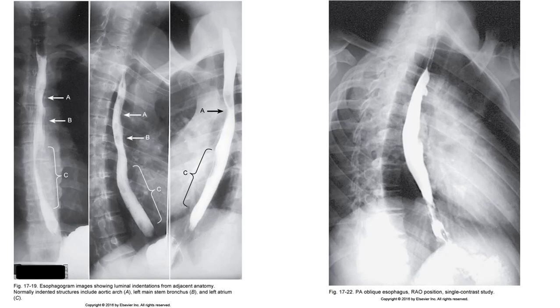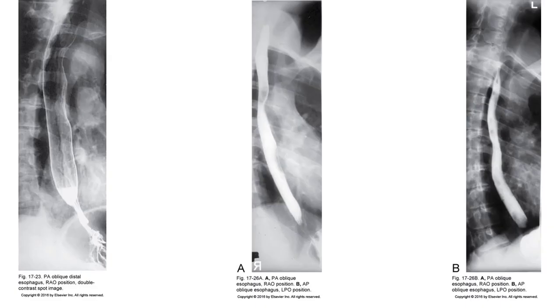The image on the right is an RAO view with single contrast with no air. From left to right here, we see an oblique distal esophagus view with double contrast. Barium is used to coat the lining of the esophagus, while air is added and expands the esophagus. This creates a superior view of the esophageal structure. The middle view is a PA oblique in the RAO position, followed up by an AP view in the LPO position on the right.